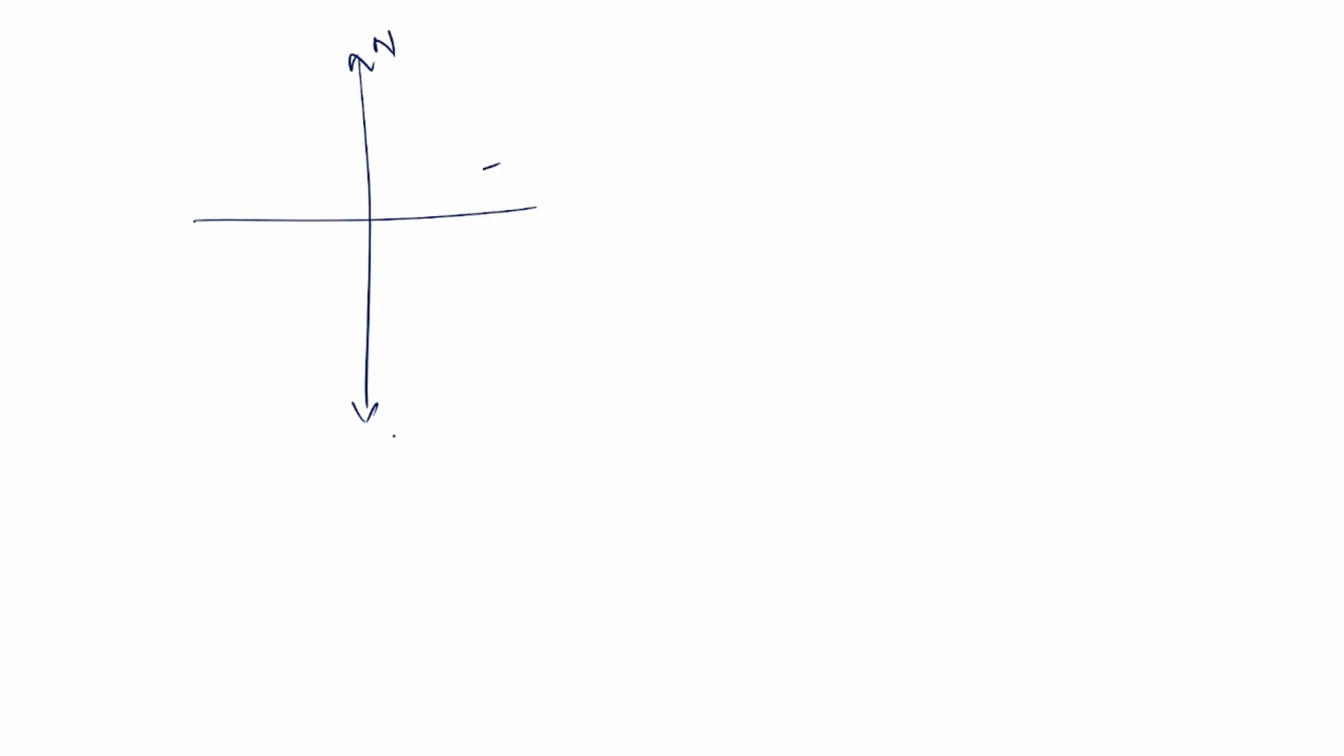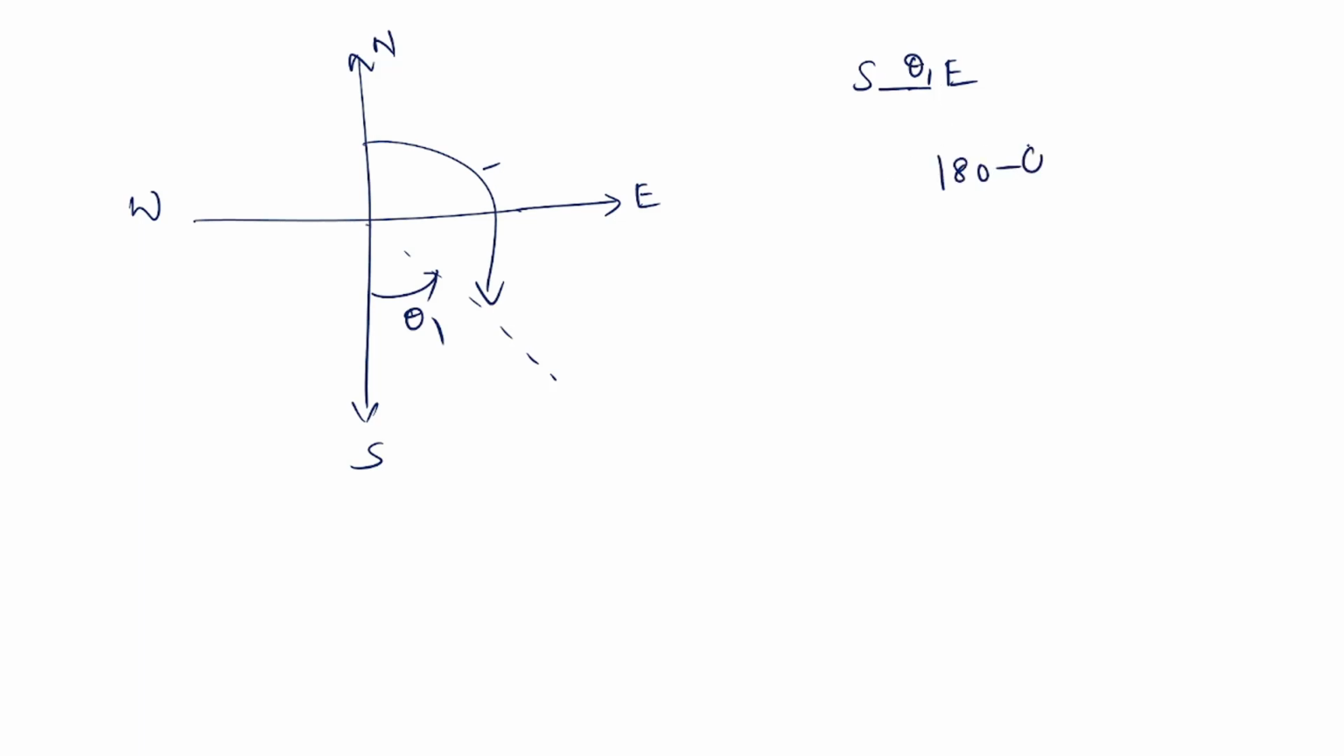Now this is north, south, east, west. If somebody tells me this angle is theta 1, I know the bearing is S theta 1 E. This is expression 1. For the other expression, azimuth, if I already know theta 1, I will find 180 minus theta 1. That will be theta 2. So this is the azimuth angle.